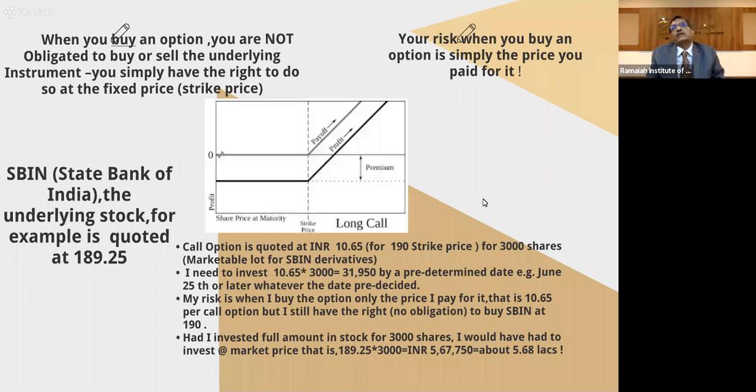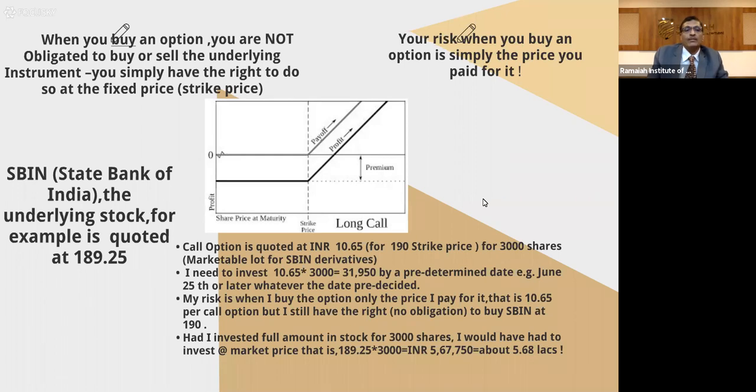Had I invested in SBIN stocks for 3,000 shares, I would have invested 189.25 into 3,000. That comes to a whopping 5.68 lakh rupees, right? So I would have invested 5.68 lakhs, whereas if I buy an option, which is a derivative call option, I just need to invest 31 or 32,000 approximately, right? So that's the leverage which options give, right?